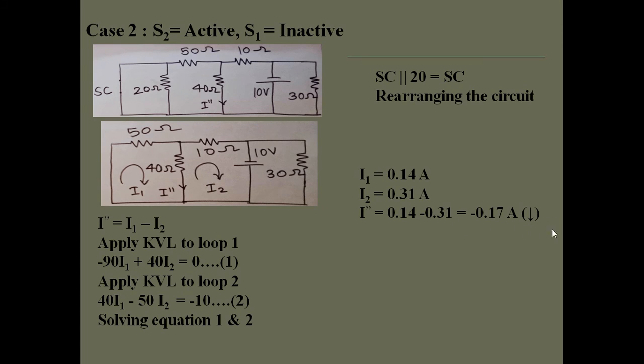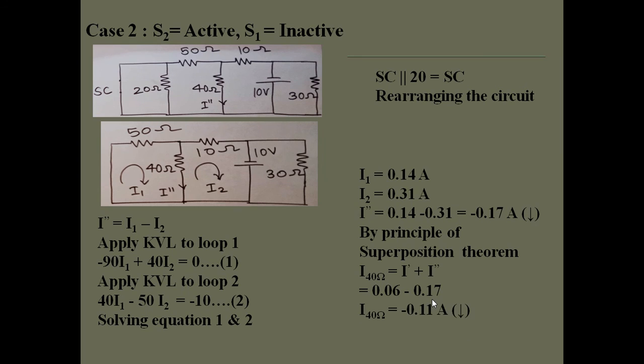We are taking the same downward direction for all cases, even if the answer is negative, so that the superposition principle can be easily applied, which is I dash plus I double dash. I dash is 0.06 and I double dash is minus 0.17. So our answer will be minus 0.11 ampere.